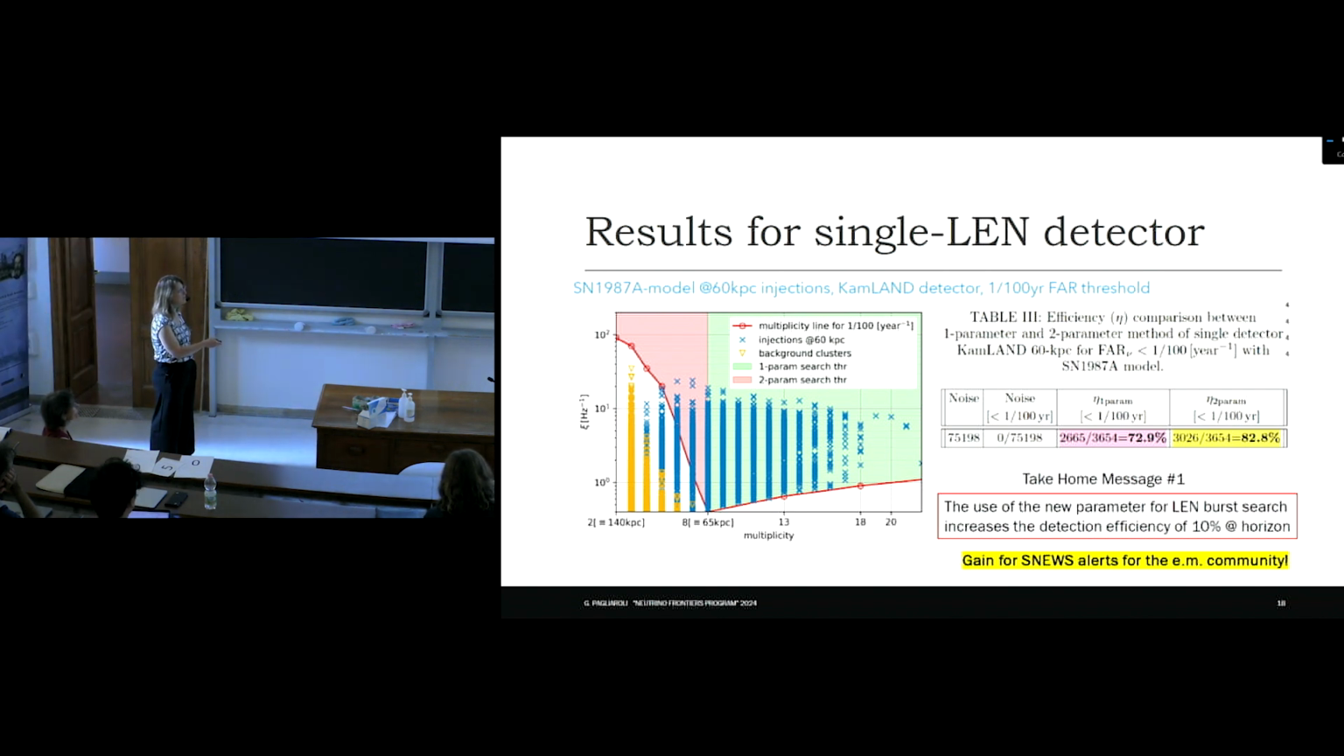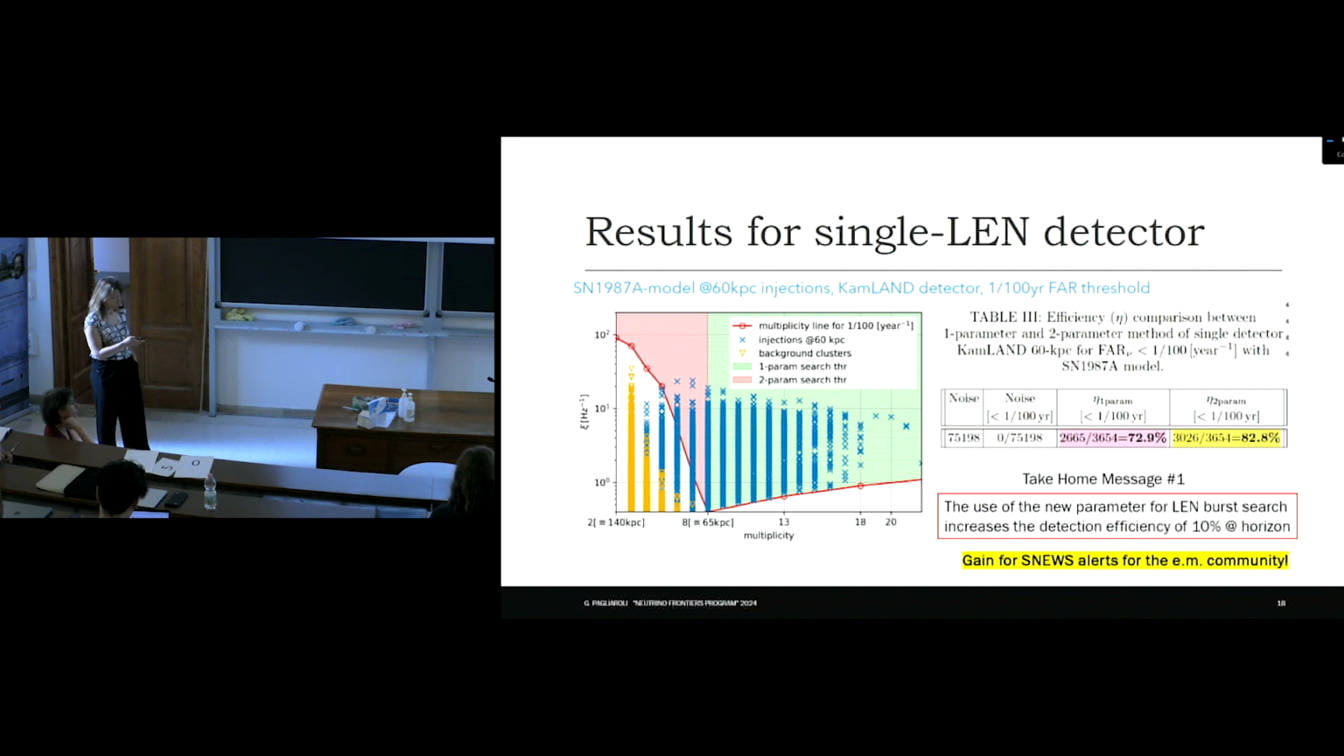So for the standard case, you can accept only this cluster, and this means a detection efficiency of 73%. With the new procedure, by assuming also this region allowed, this efficiency will grow to 83%. It's not a big increase, but it's an increase at the horizon of the detector. So you are more sensitive at the horizon. This is a 10% increase at the horizon. And this is very general. You can do this in any detector of the neutrino sector. And this is again for the SNEWS alert for the electromagnetic community.